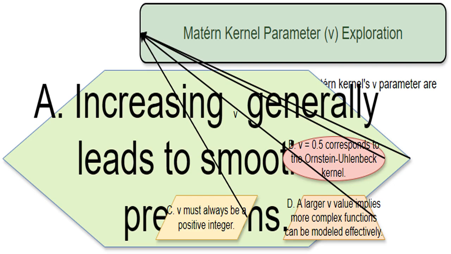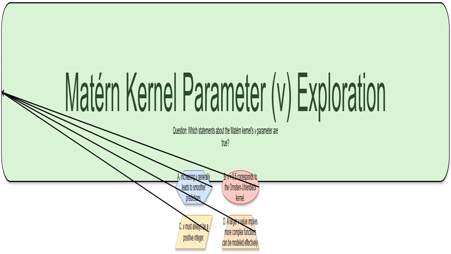This is absolutely correct. Setting nu to 0.5 in the Matern kernel gives you the Ornstein-Uhlenbeck kernel. They are closely related. This is the central question for this quiz about the Matern kernel and its parameter nu in Gaussian process regression.